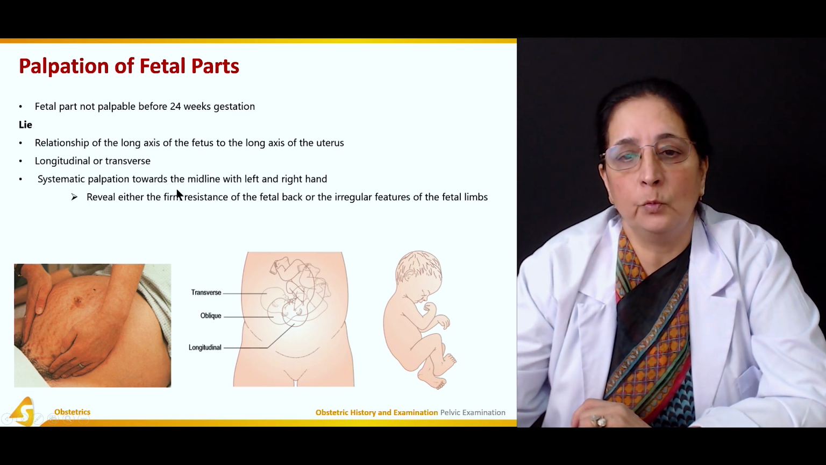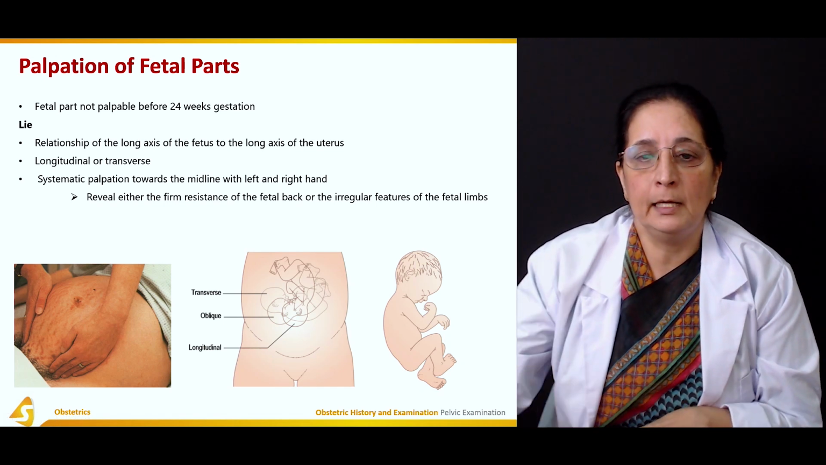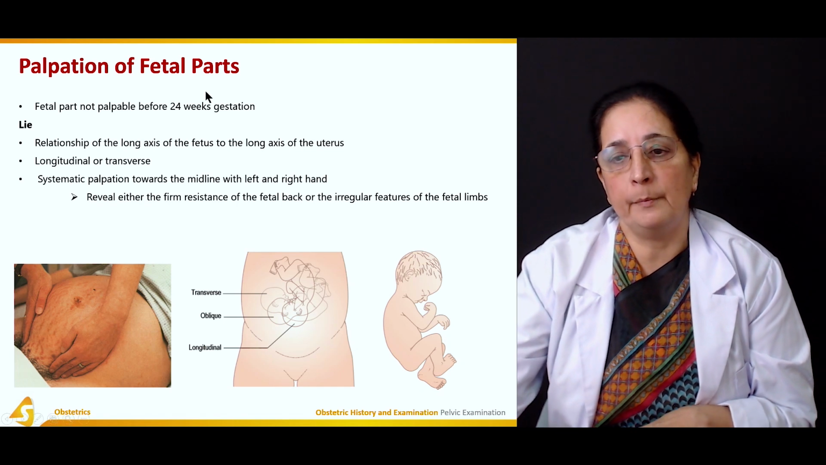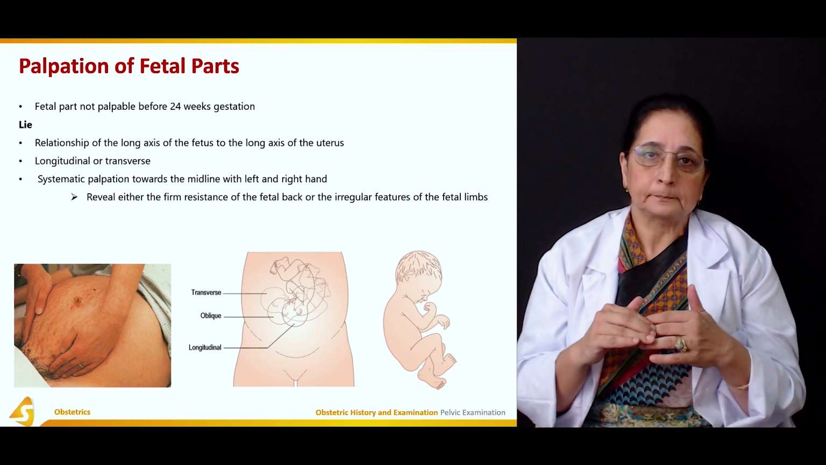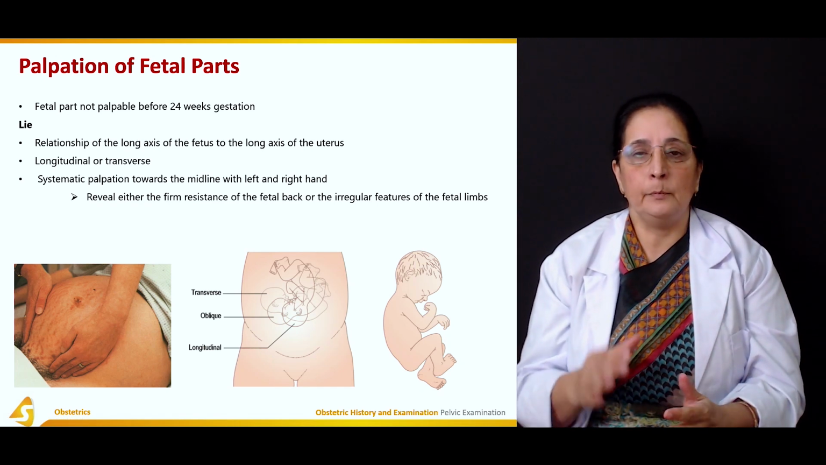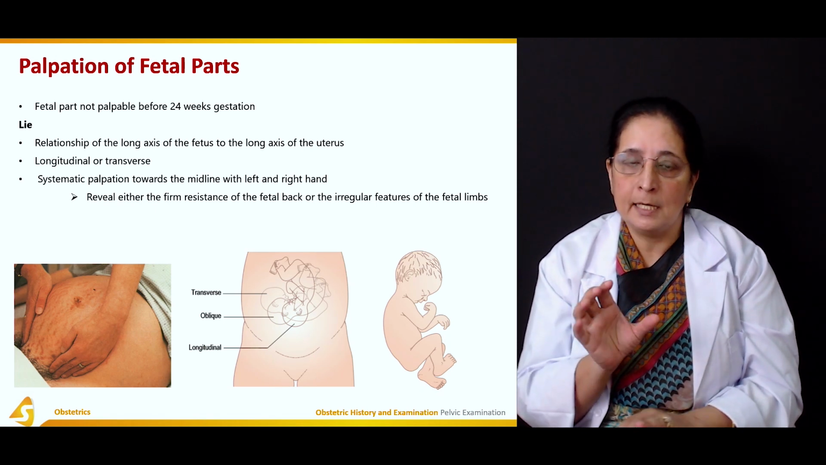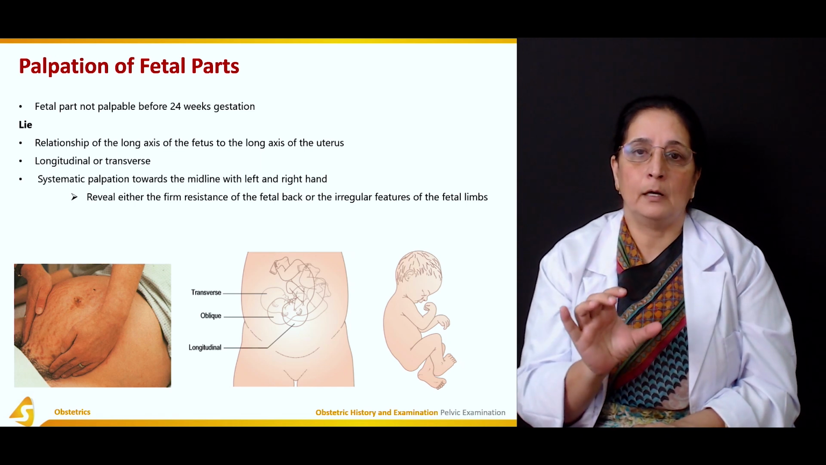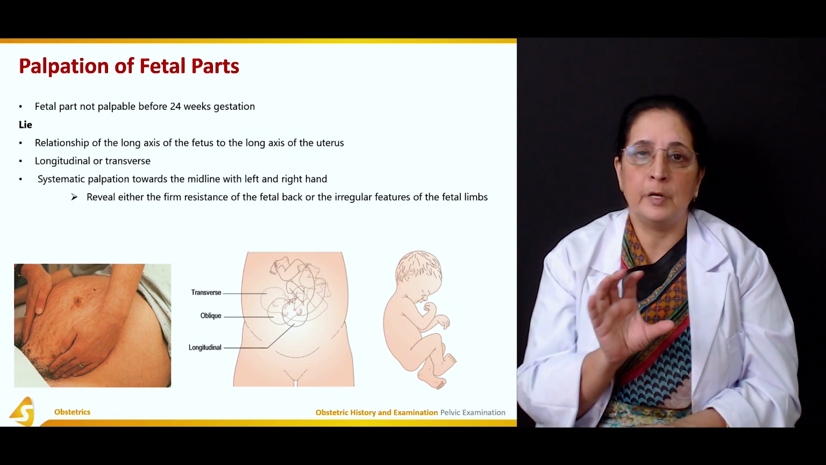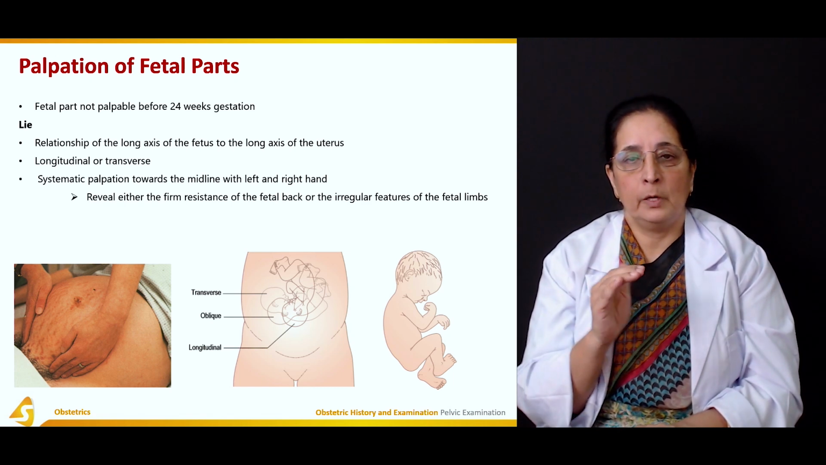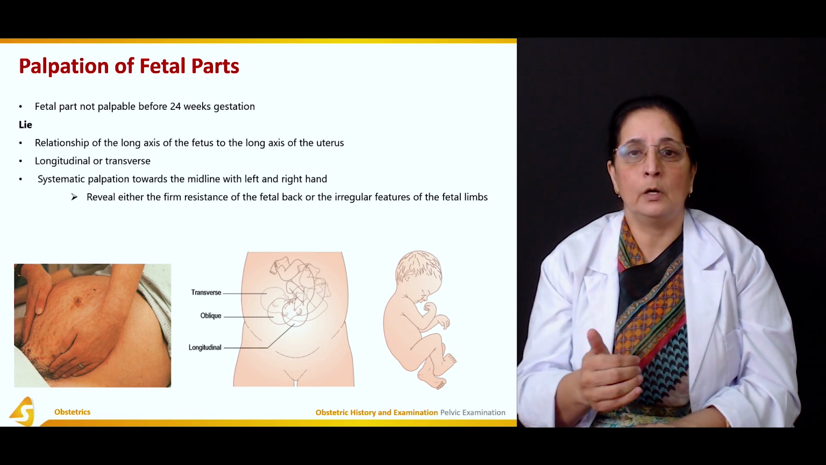Systematic palpation towards the midline with the left and right hand usually reveals either the firm resistance of the back or the irregular features of the fetal limbs. So slowly, when we can start feeling the parts of the baby with the hand, we can tell very easily where the head is and where the limbs are present by using our hand and moving towards the midline. So if it's the head, we can feel it down in the lower abdomen.